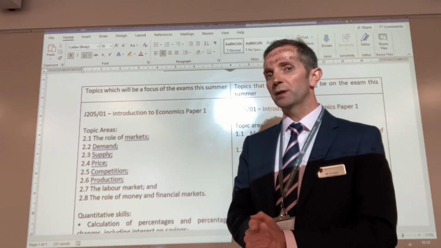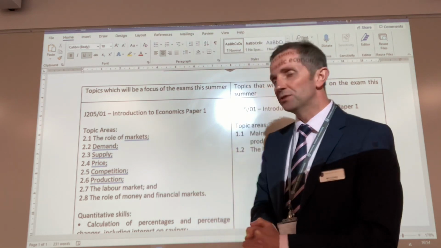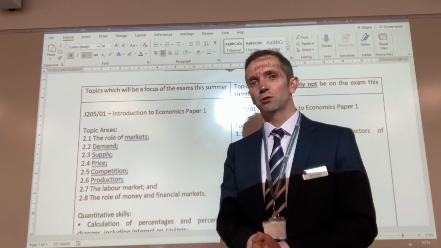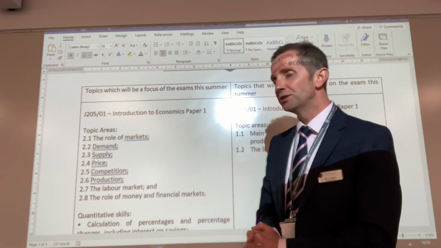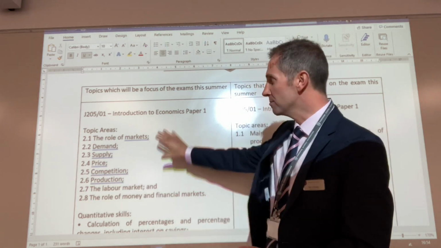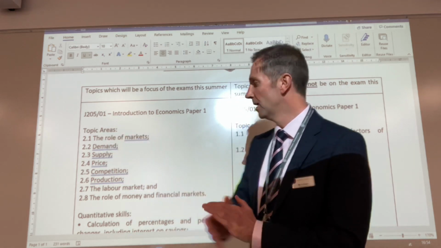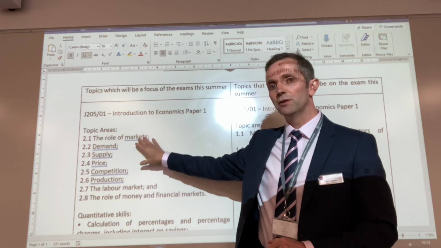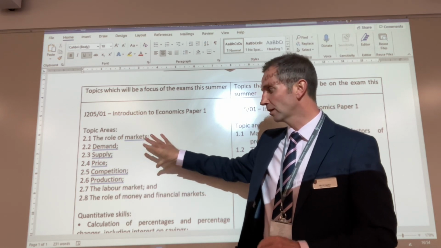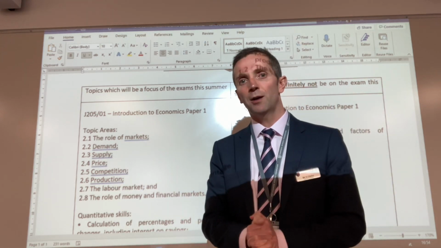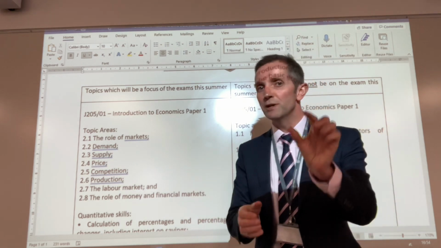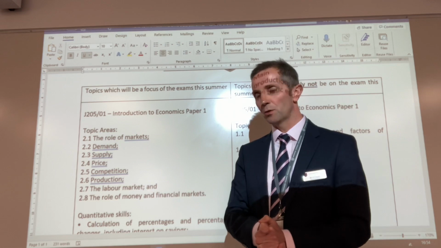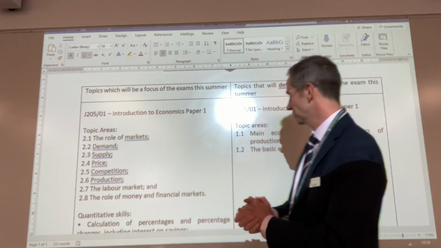So you will no doubt be aware, ladies and gentlemen, of the topic areas which are potentially going to be assessed in your summer exam series. You'll have been made aware for both the micro, paper 1, and the macro, paper 2. Here we have a list of all of the topic areas which are potentially up for assessment in the written section, the data response section of the GCSE economics paper, and it's pretty much everything, as you can see.